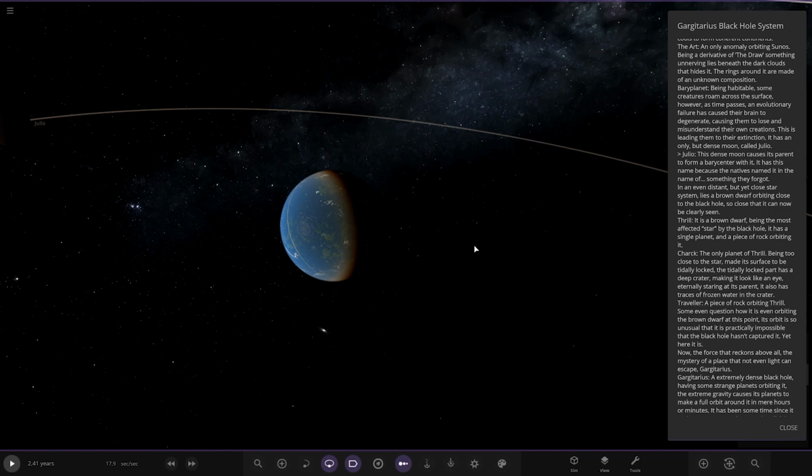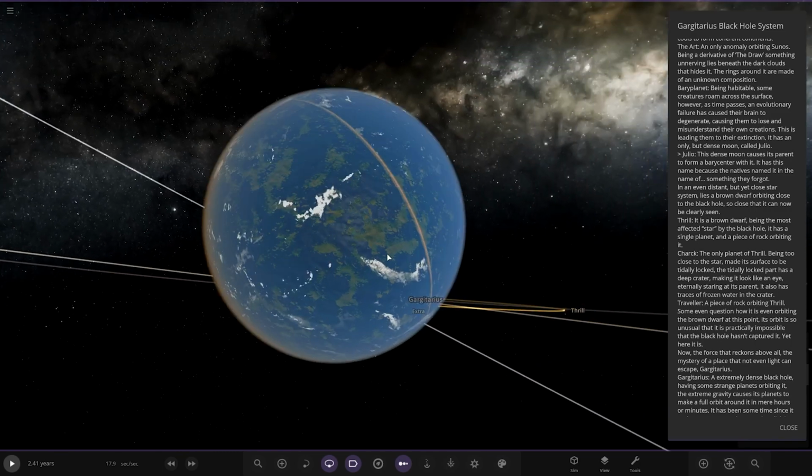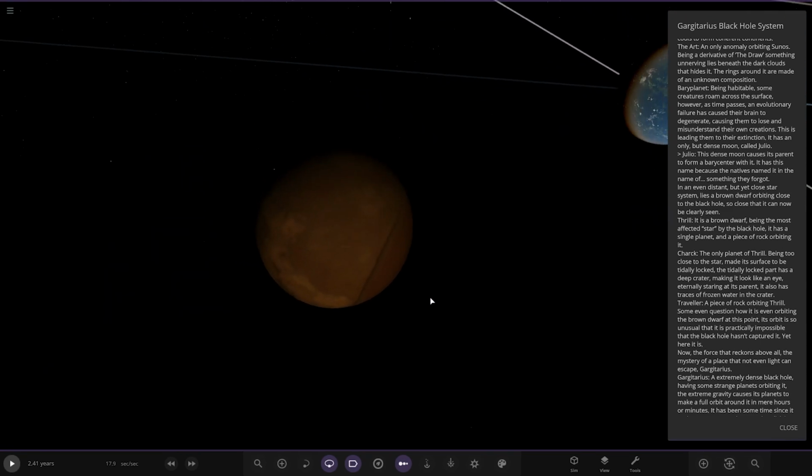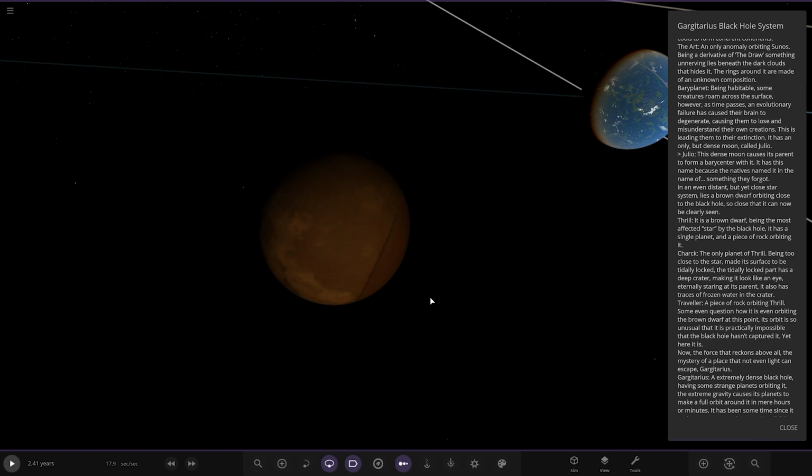There's only one moon, called Julio. Quite a nice looking world as well. It says Julio, the Stetson moon, causes its parents to form a Barry Center with it. It has this name because the natives named it in the name of something they forgot.